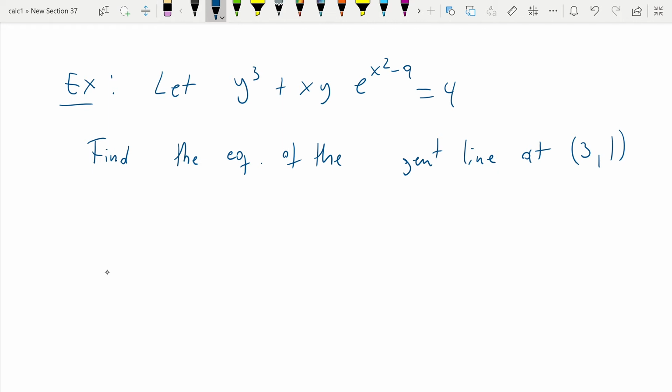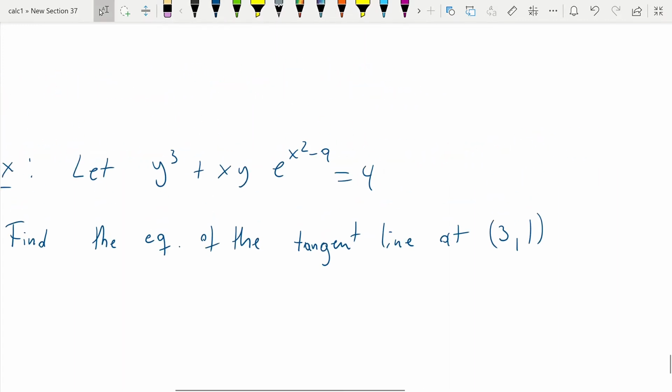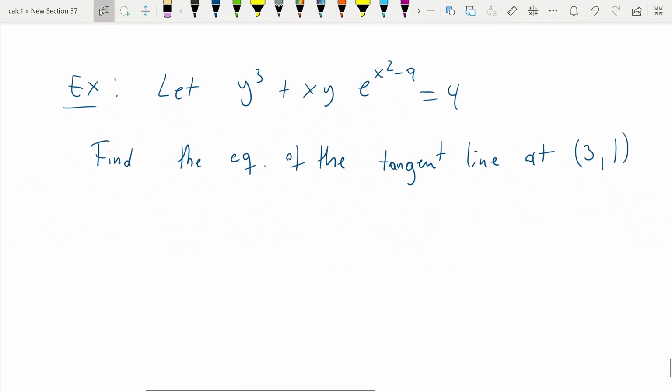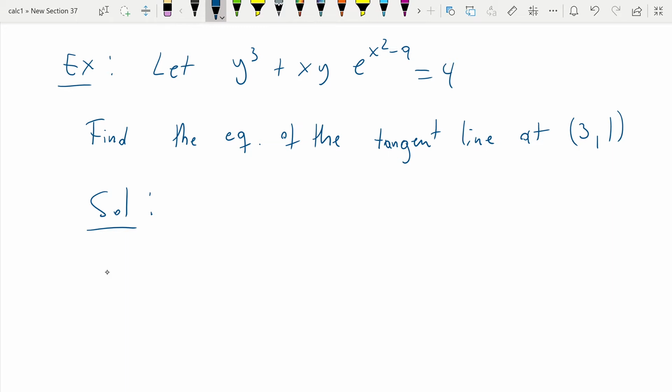The first thing I told you in the previous video that you need to do when asked to solve a problem of this kind is to check that this point actually belongs to the graph determined by this relation. So this is the first thing: is it in the graph?